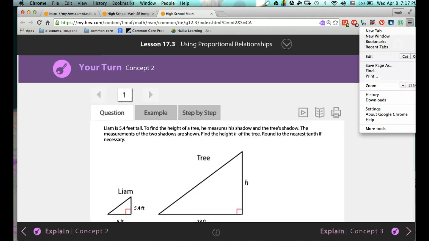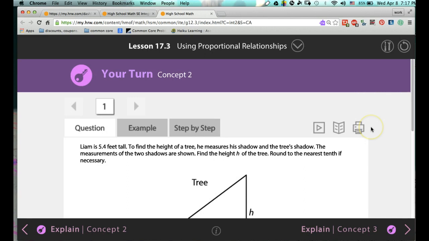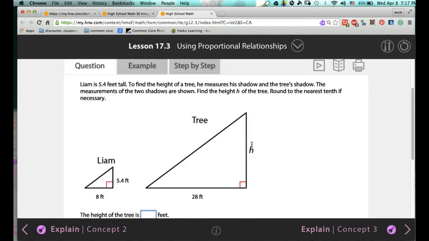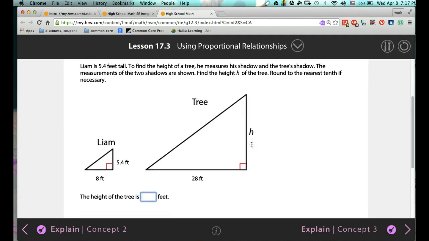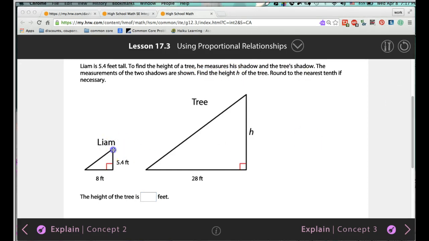Make it bigger. Alright, so Liam is 5.4 feet tall. To find the height of a tree, he measures his shadow and the tree's shadow. So the measurements of the two shadows are shown. Find the height of the tree. So I don't like this question because, as you can see, they didn't draw Liam. I wish they did. And then they didn't draw the tree either, and I wish they did. And so I'm just going to draw it myself, okay?